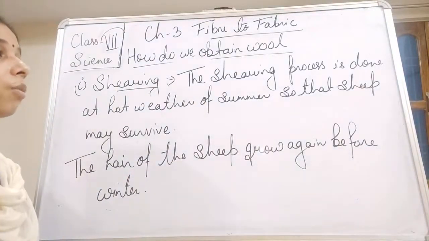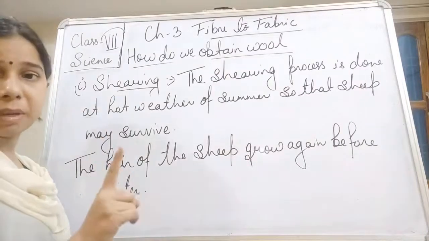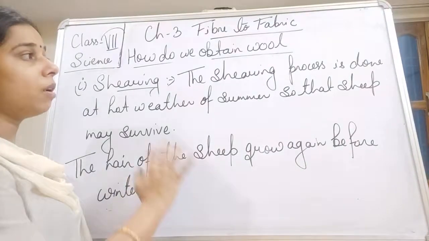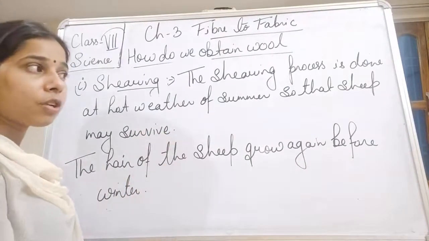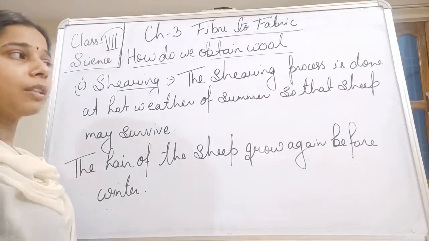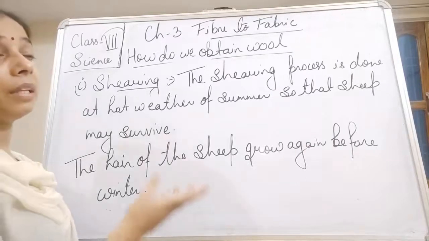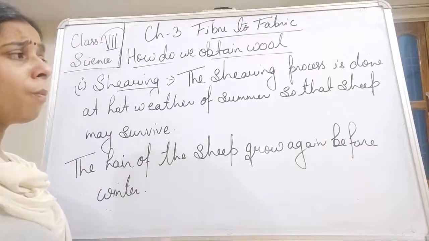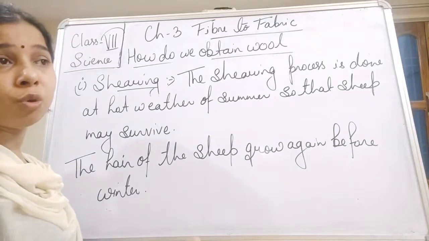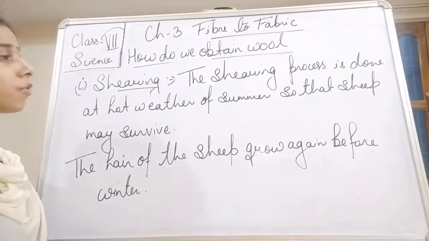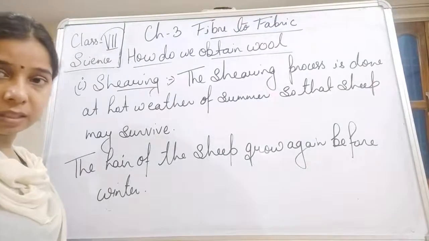So what is shearing, students? It is the first method, a process in which we remove the hairy skin of the sheep. That is called shearing. It is done basically in the summer season so that the sheep can survive. Because what will happen if this process occurs in the winter season? There will be no hair present, ultimately no protection, and they will die. So it is important that shearing should be done in the summer season.